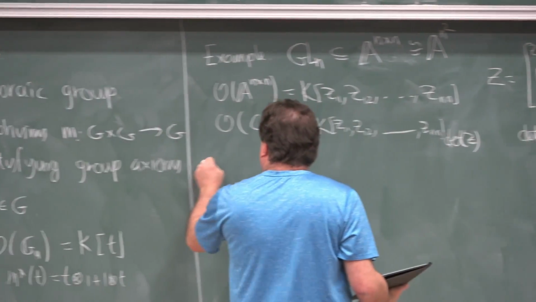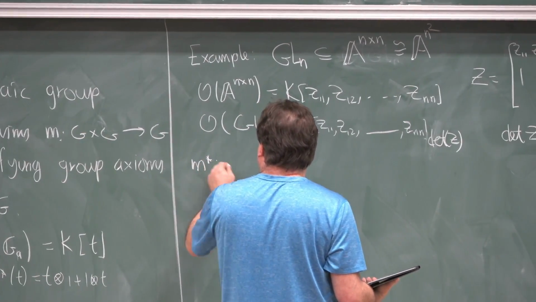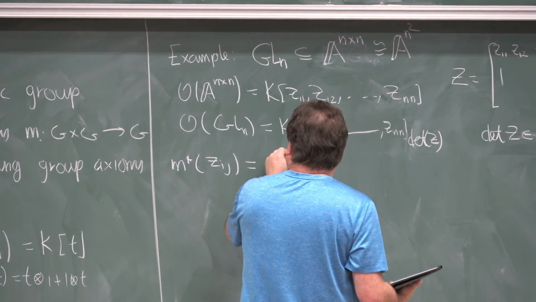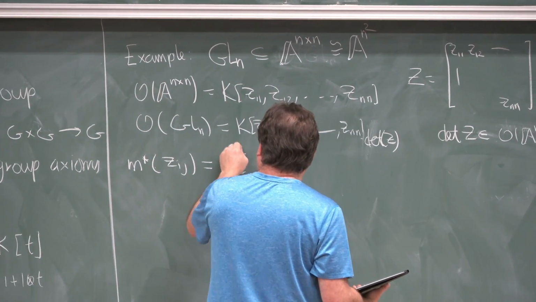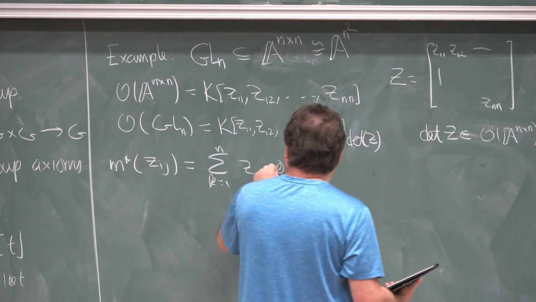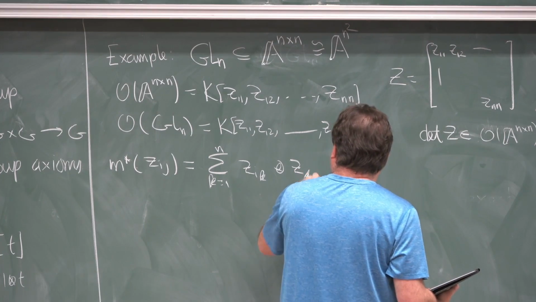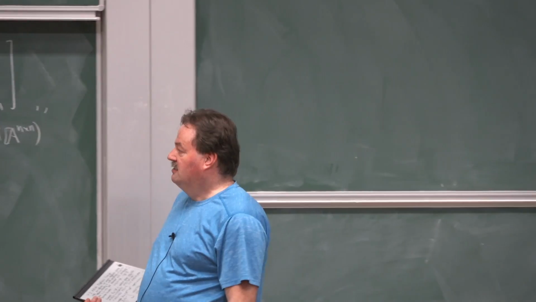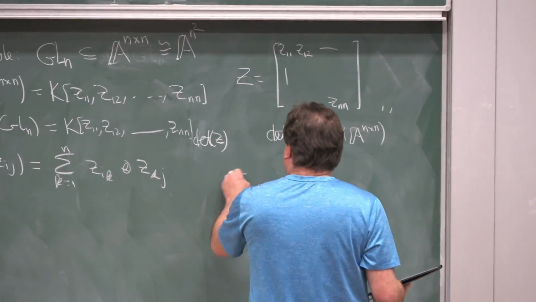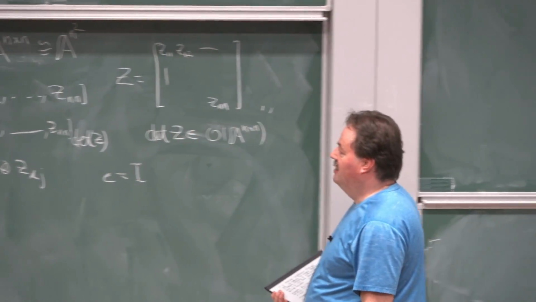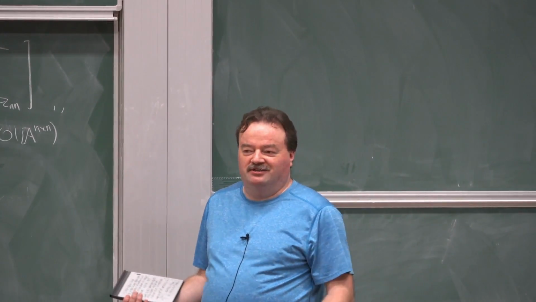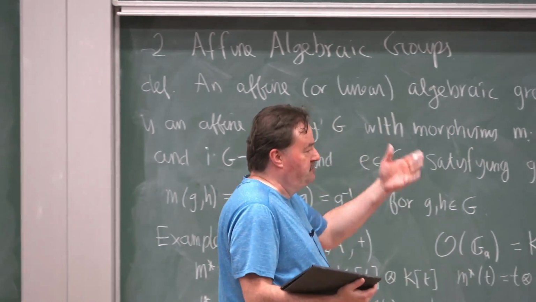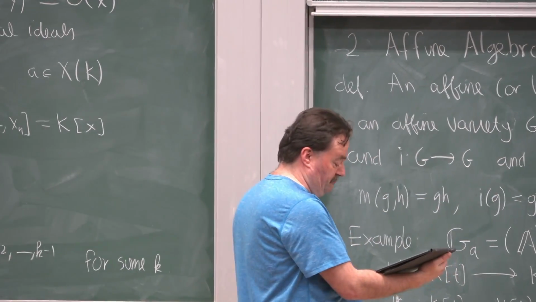And here, this homomorphism corresponding to multiplication sends Zij to the sum, k from 1 to n, of Zik tensor Zkj, because that's how matrix multiplication is defined. The identity element is obviously the identity matrix. The formula for the inverse is a little bit more complicated, but you know the formula for the inverse of a matrix. Right, you have to look at this cofactor matrix, etc. I'm not going to write that down.